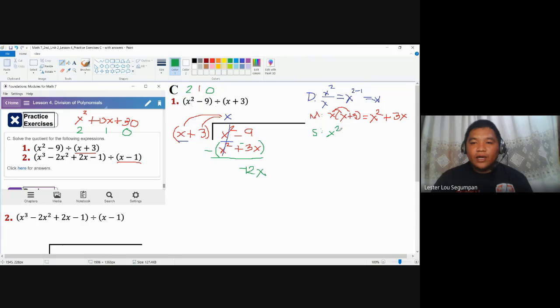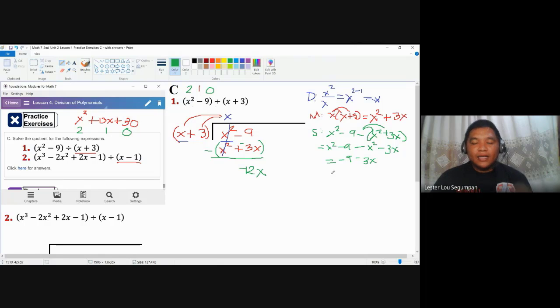You have x squared minus 9 minus the whole quantity of x squared plus 3x. And then you distribute that sign. This would become x squared minus 9. The positive x squared will become minus x squared. The positive 3x will become minus 3x. And then you will have x squared minus x squared, which is 0. And then you will have here negative 9 minus 3x.